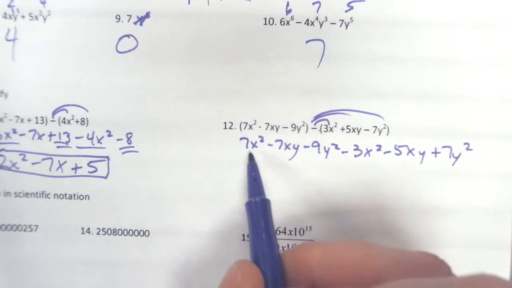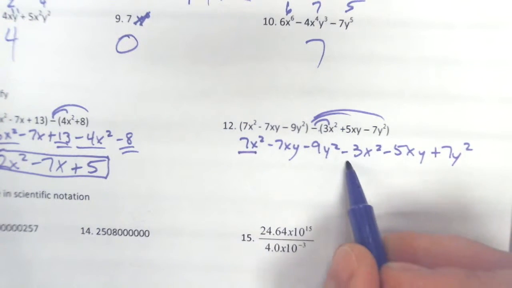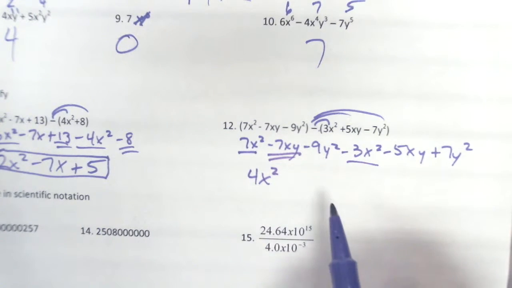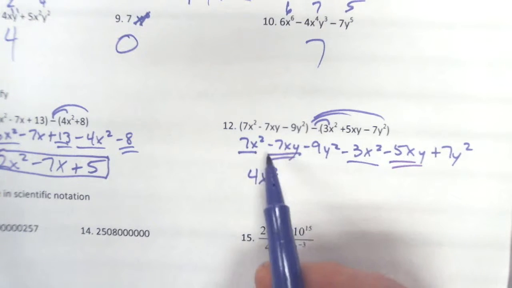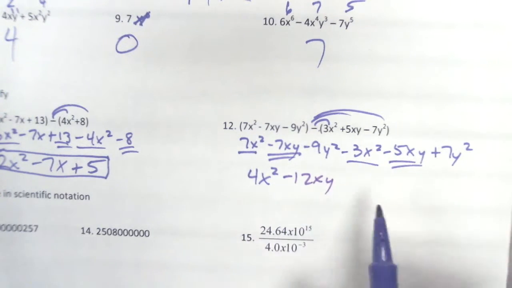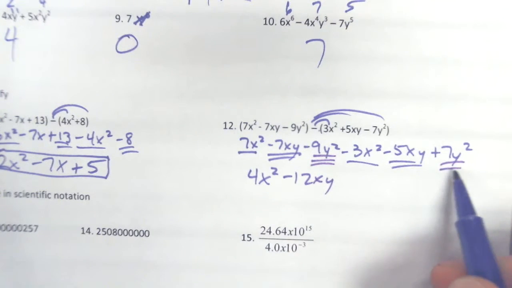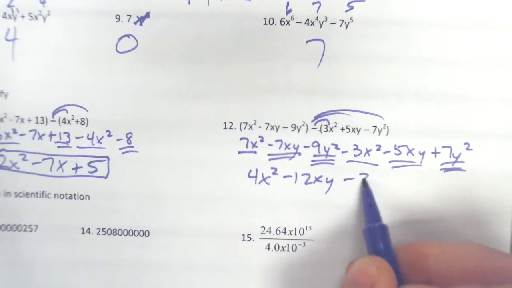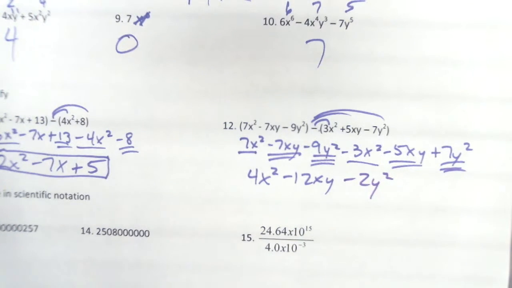Now putting my like terms together, I have 7x squared and negative 3x squared gives me 4x squared. We have 7xy and negative 7xy and negative 5xy gives me negative 12xy. And putting my y squared terms together, I have negative 9 and positive 7 gives me negative 2y squared.